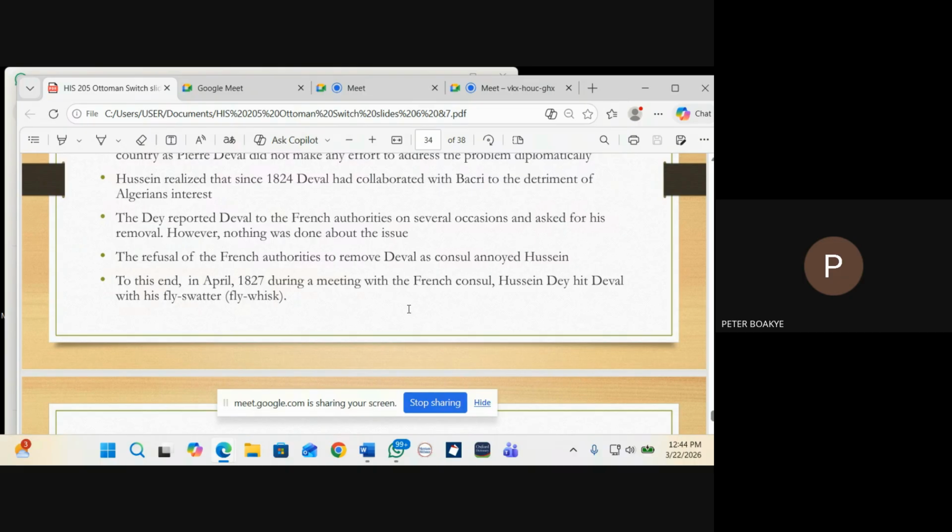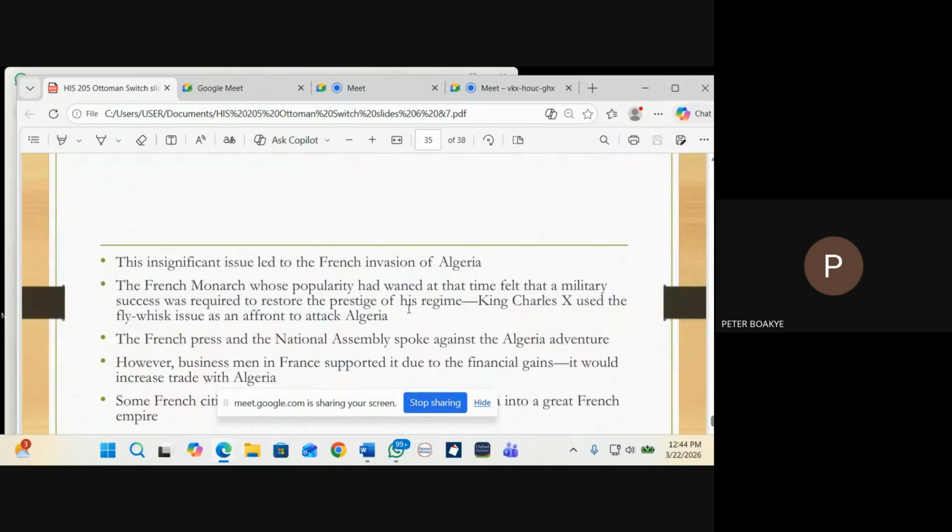And so in April 1827, during a meeting with the French consul, Hussein Dey hit Devar, that is Pierre Devar, with his fly swatter, or we say fly whisk. He hit him with this. This insignificant issue led to the French invasion of Algeria. This fly whisk or fly swatter incident, his hitting him, actually triggered a whole invasion. Why? Let us see why this issue should trigger a whole invasion between the French and the Algerians, or France and Algeria.